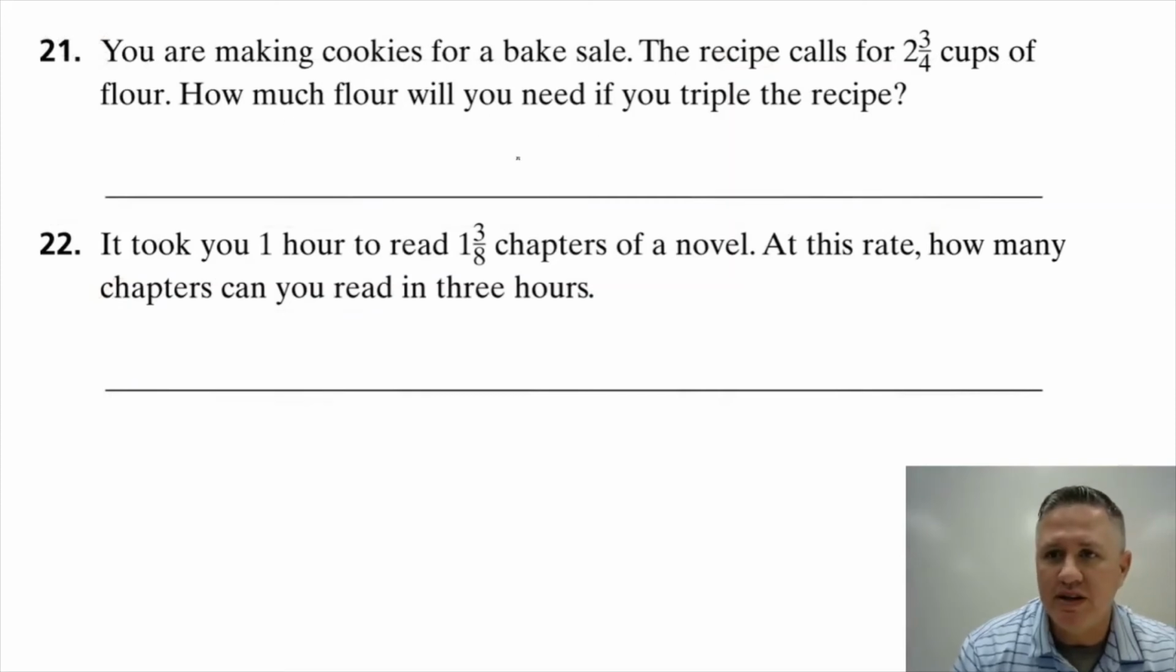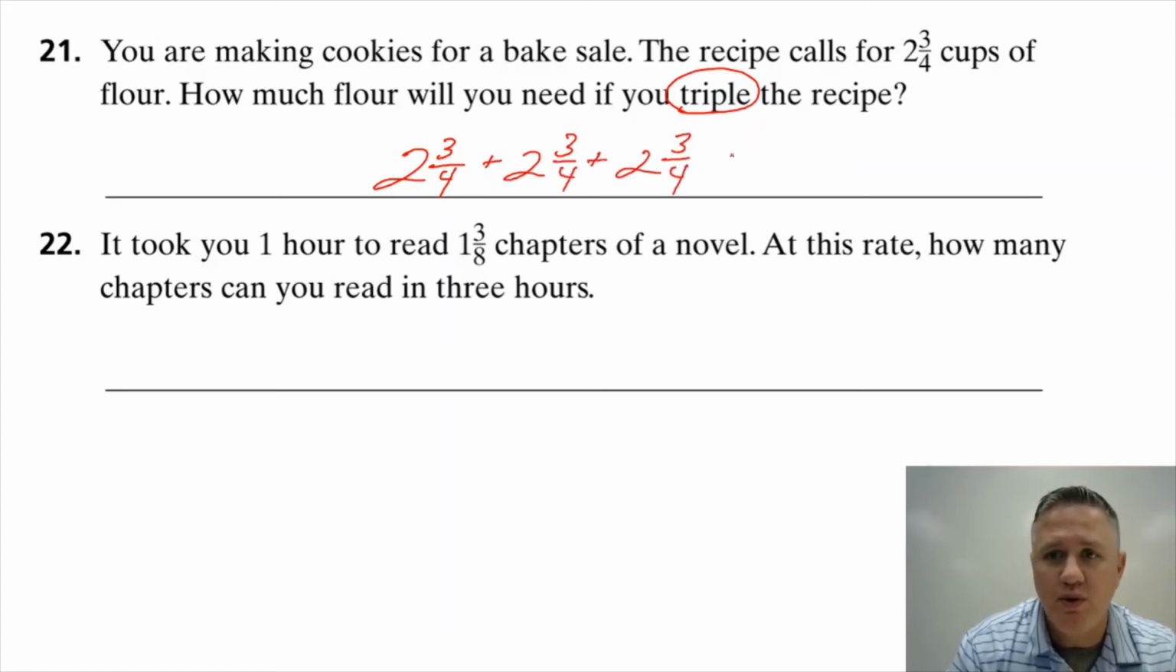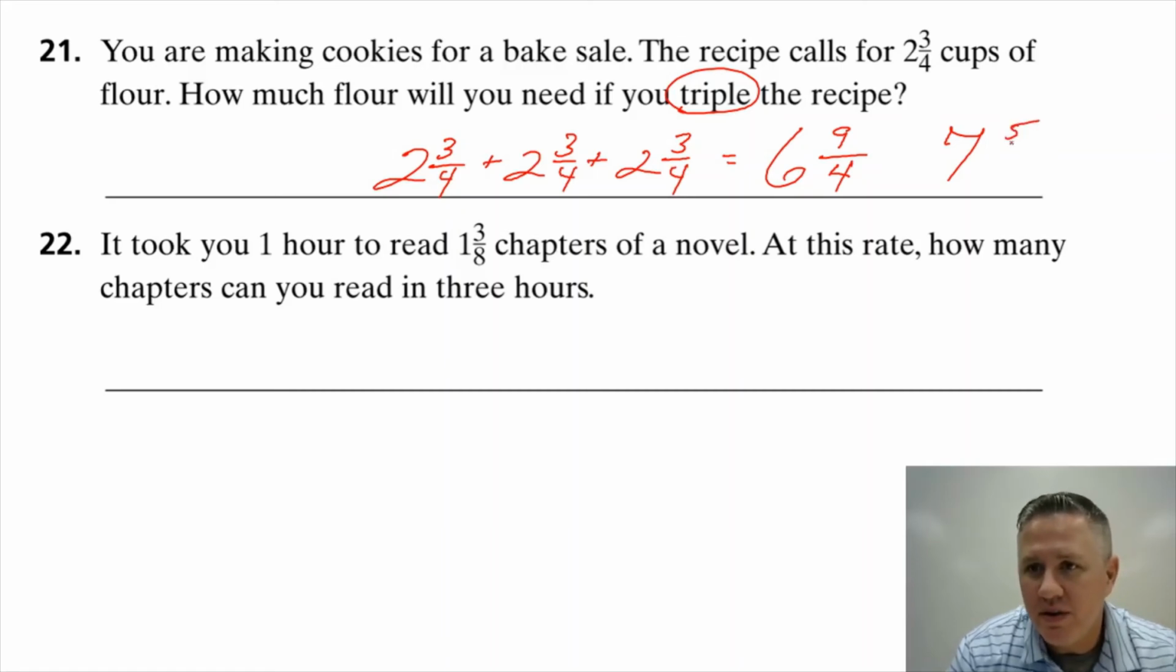All right, the final page. You're making cookies for a bake sale. The recipe calls for 2 3/4 cups of flour. How much flour do you need to triple the recipe? So two things you could do here. You could say 2 3/4 plus 2 3/4 plus 2 3/4, three times, and that would be 2, 4, 6. That would be 3, 6, 9. That would be 6 9/4. And when you regroup that, that would be more than 7, right? 4 goes in 9 twice. So that would be 8 1/4.